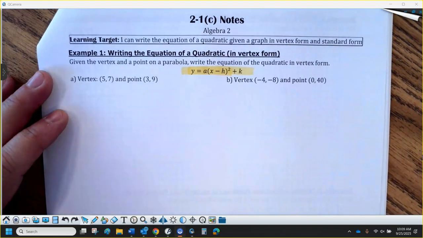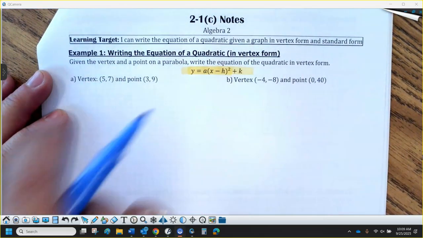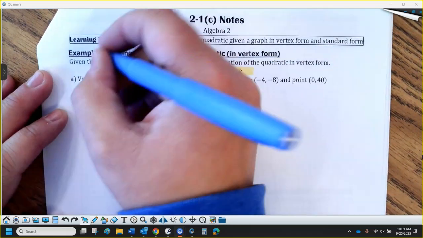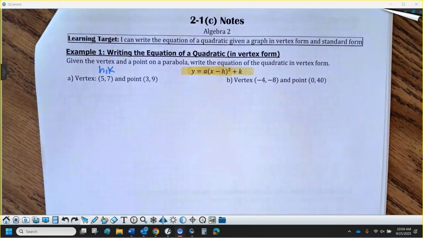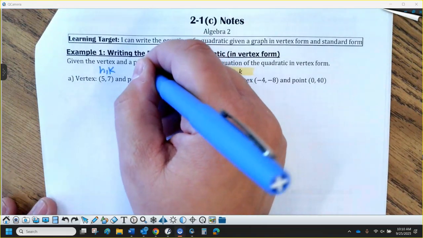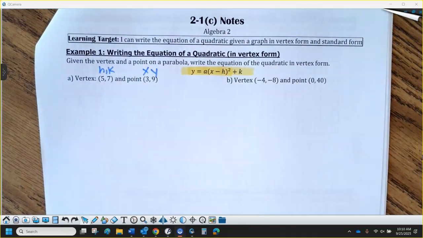The most important part: if they tell you something is the vertex, you have to identify that vertex as H and K when you plug it into the formula. So we're just going to plug these numbers in, but it's super important. You can't mix these up. So the vertex has to go into that formula for H and K, and the point, so they'll give you another point on the graph.